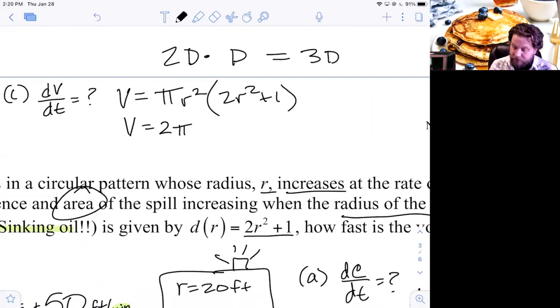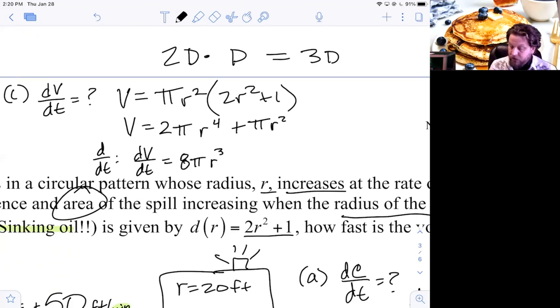So we get 2 times pi times r to the 4th plus pi r squared. All right, now I'll take the derivative with respect to t. So dV/dt is 4 times 2, that's 8 pi r cubed times dr/dt plus 2 pi r dr/dt. All right, there's your rate equation. It's your velocity equation, essentially.